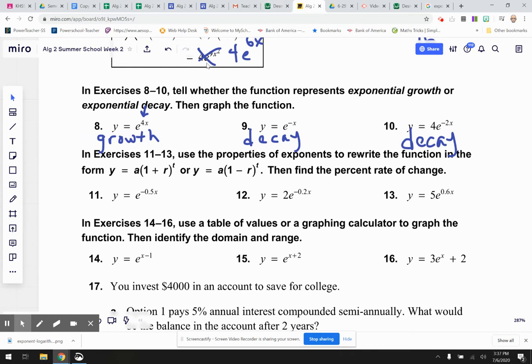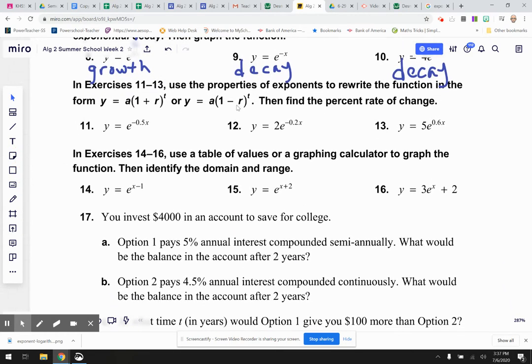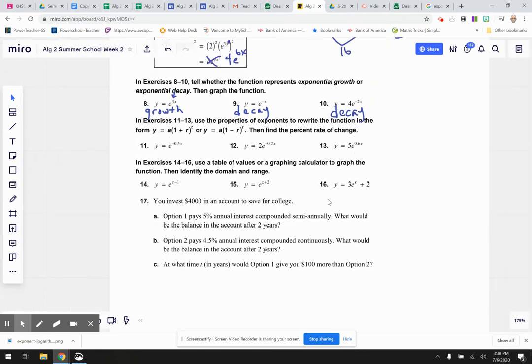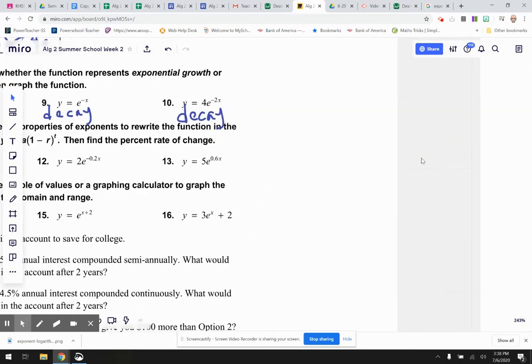Okay, number 11. Let's go ahead and look at that one. It says that we need to use the properties of exponents to rewrite the function in the form of this or this, depending on if the number inside is more than 1 or if the number inside is less than 1. Okay, so let's go ahead and try that. Let's do number 11. We're going to need a little bit of room, so you're going to use your paper here. I'm actually going to use this side over here.